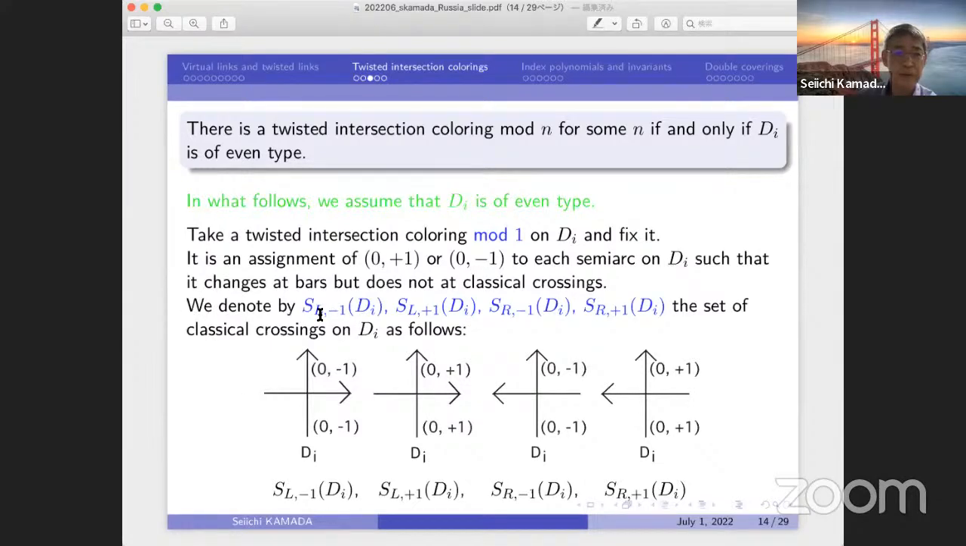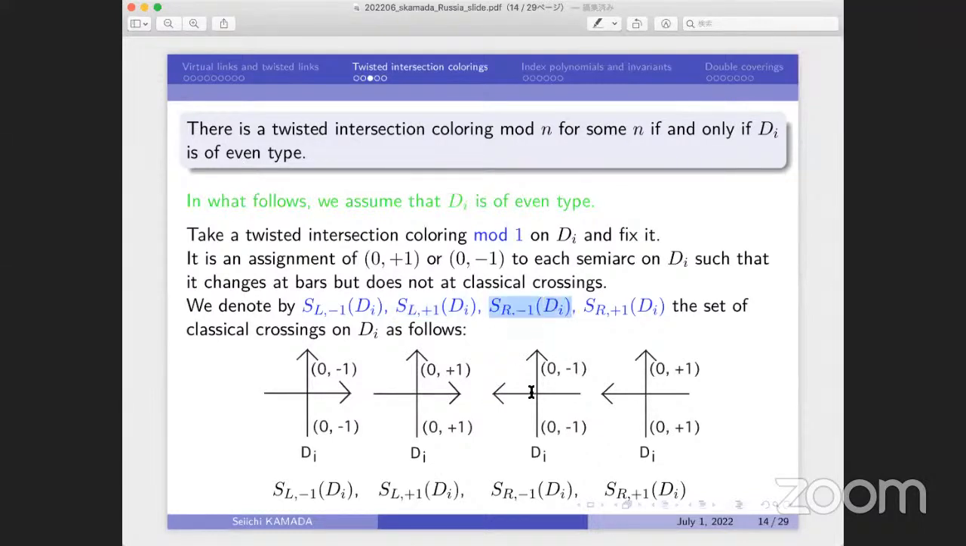And we denote by SL minus 1 of Di the set of crossings of this type, and SL plus 1 the set of crossings of this type.